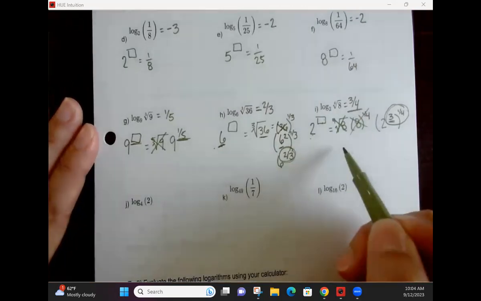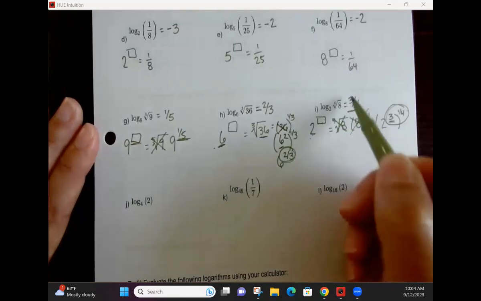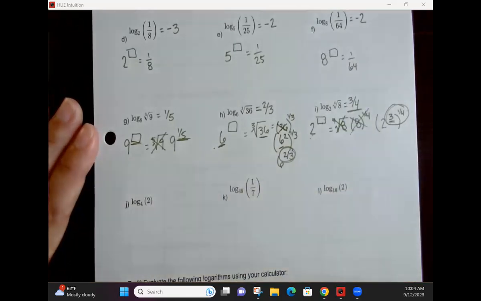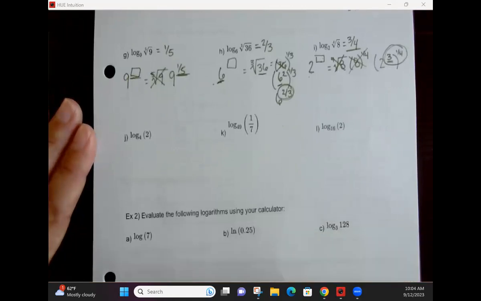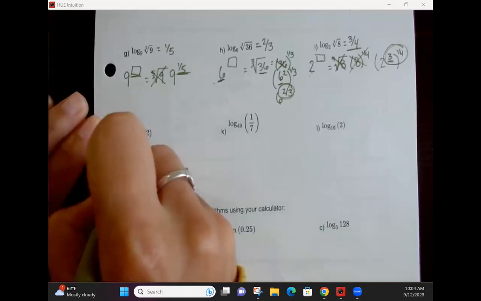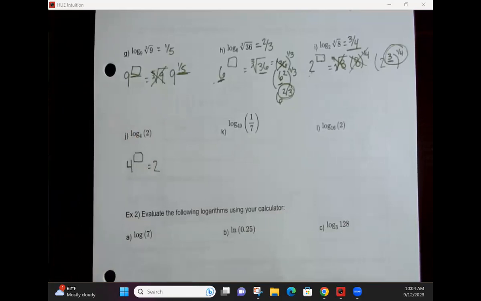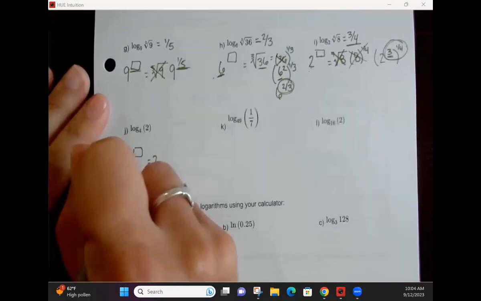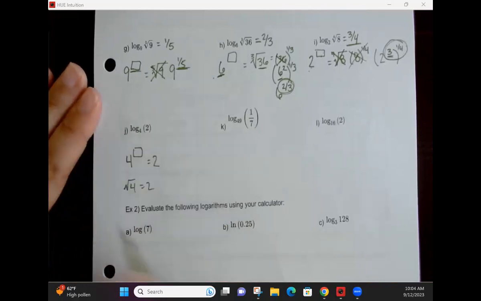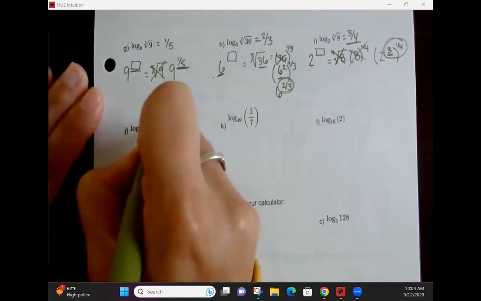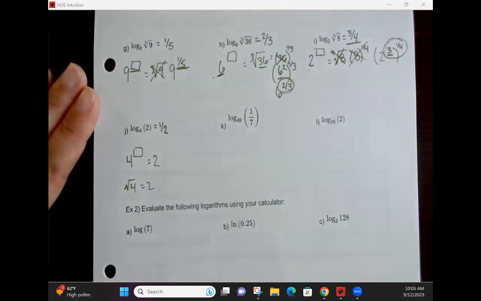Problems like this are a reason why I like to rewrite it in that exponential format. This might be a little tough to work your way through without rewriting. And then our last line here. Again, I like to change these to that exponential form. 4 to what power equals 2? What do I do to 4 to get 2? I took the square root, right? So the square root of 4 equals 2. What's the exponential equivalent of the square root? The 1/2 power. This would equal a half.